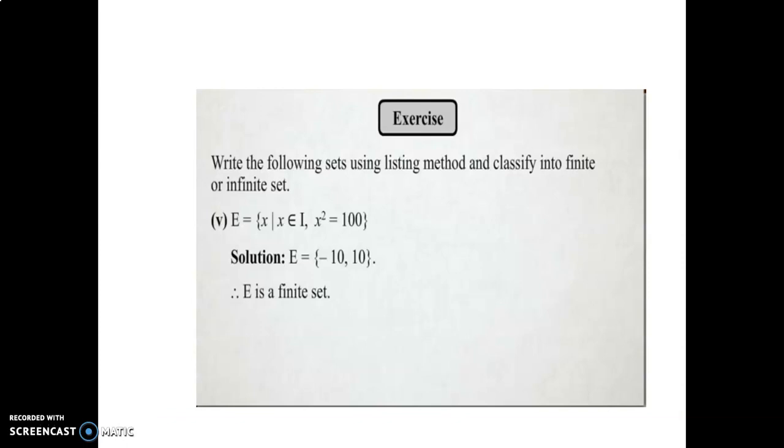Next, E equals {x such that x belongs to I}, that is integers, x square equals 100. Here the equation is x square equals 100. 10 into 10 equals 100, or minus 10 into minus 10 is also equal to 100. So x is either 10 or minus 10. E equals {10, minus 10}. Therefore, set E is a finite set.